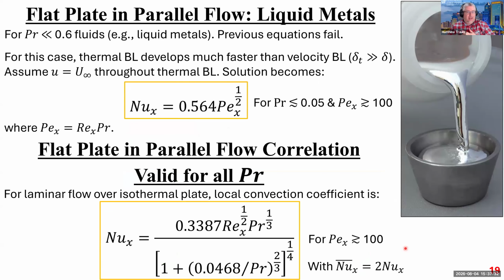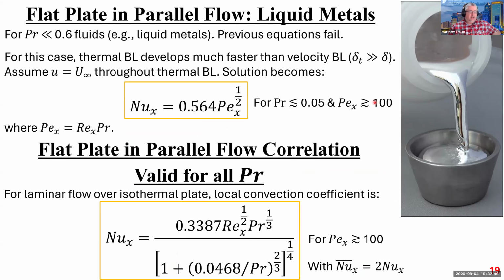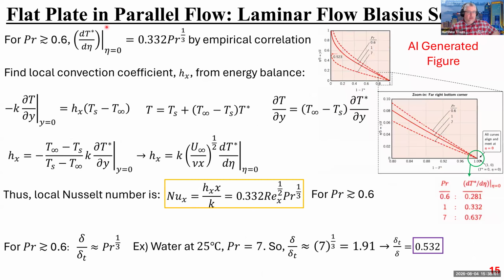Let's talk about the situation where the Prandtl number is not greater than 0.6. When you have a situation where Prandtl number is less than 0.6, which is mostly the world of liquid metals, all the previous results go out the window, because this conclusion is not true for those very, very small Prandtl numbers.